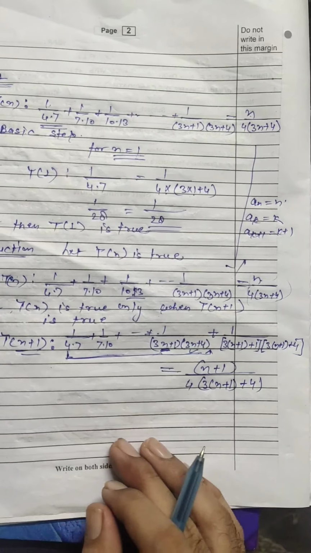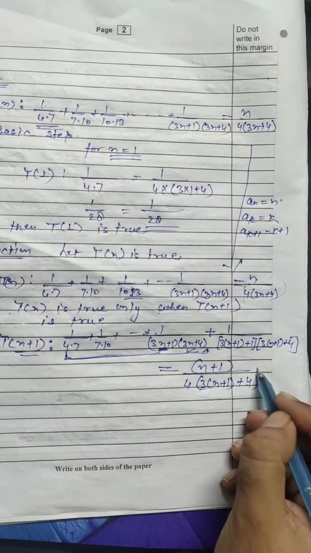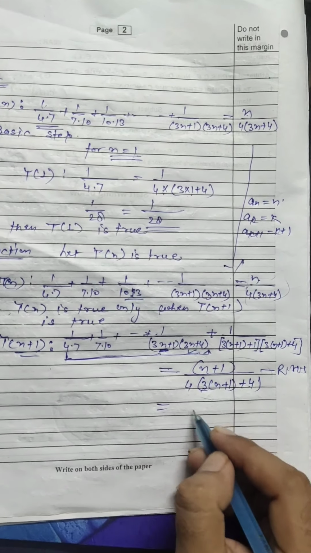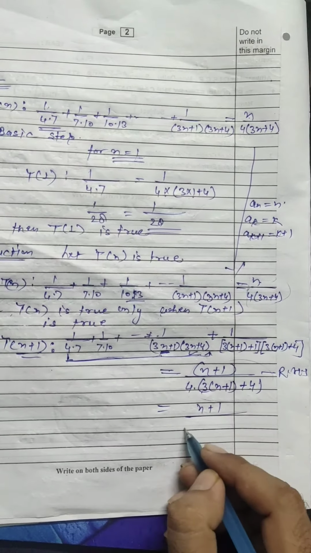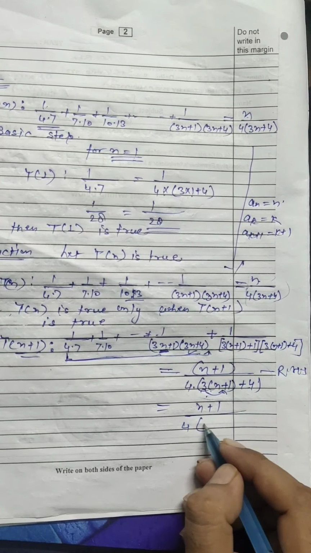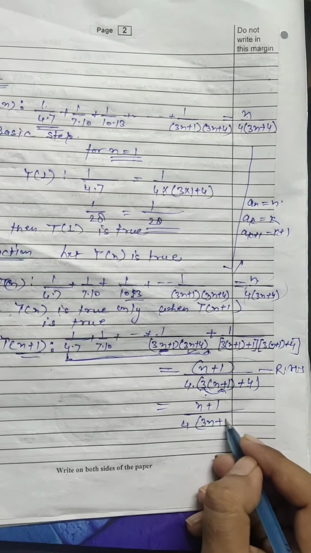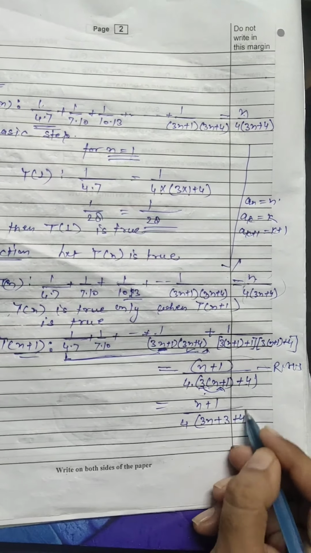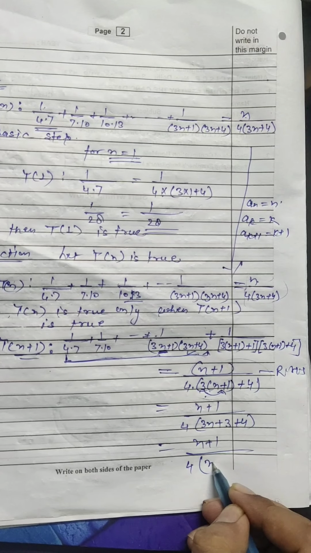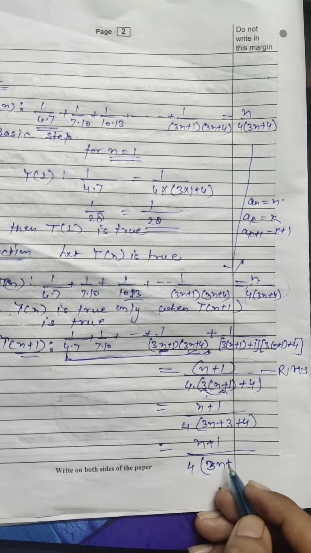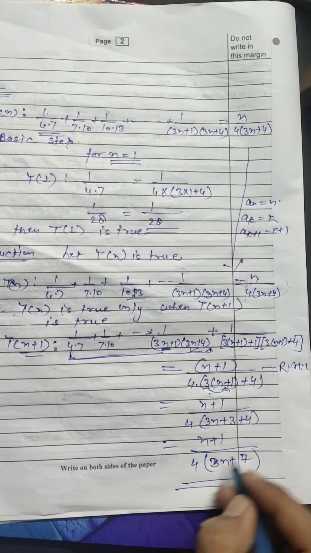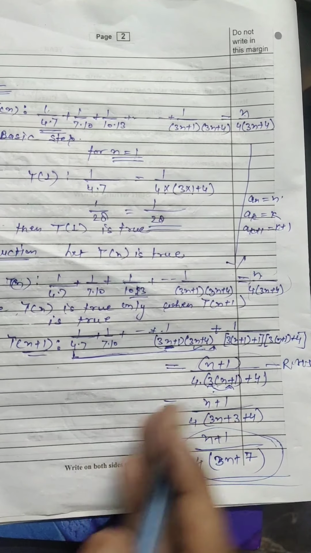Sorry, here I want to simplify this RHS. This is your RHS. Okay, I want to simplify it. Actually, what is this? So it's n plus 1 upon 4 into, now if you multiply this 3 with the n plus 1, you will get 3n plus 3 plus 4. So this becomes n plus 1 upon 4 into 3n plus 7. This is your RHS. So we will start from the LHS.